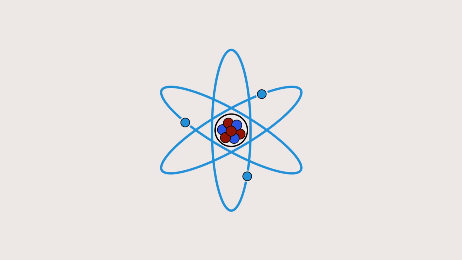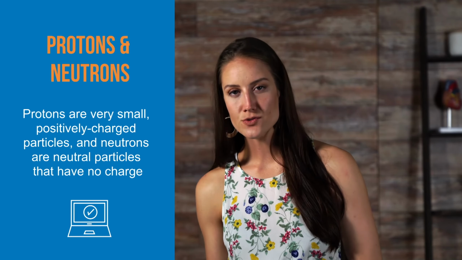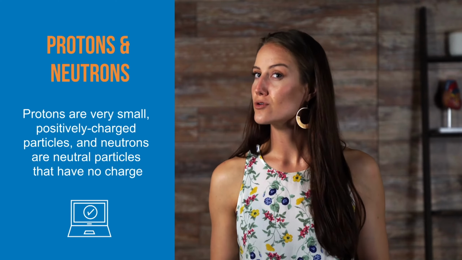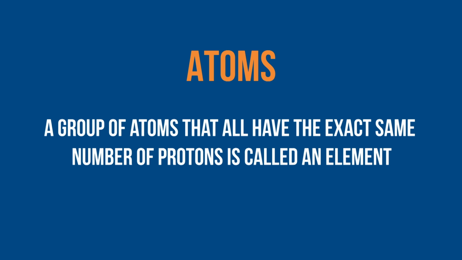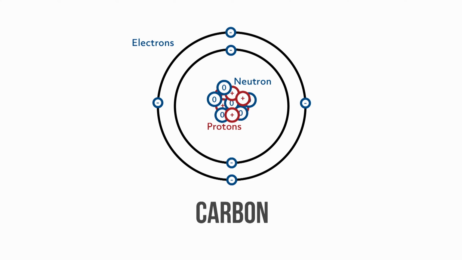At the very center of an atom is the nucleus, which is made up of small particles called protons and neutrons. Protons are very small, positively charged particles, and neutrons are neutral particles that have no charge. Atoms can have just one proton, or they can have multiple. A group of atoms that all have the exact same number of protons are called an element. For example, hydrogen is an element with one proton in the nucleus, and carbon is an element with 6 protons.